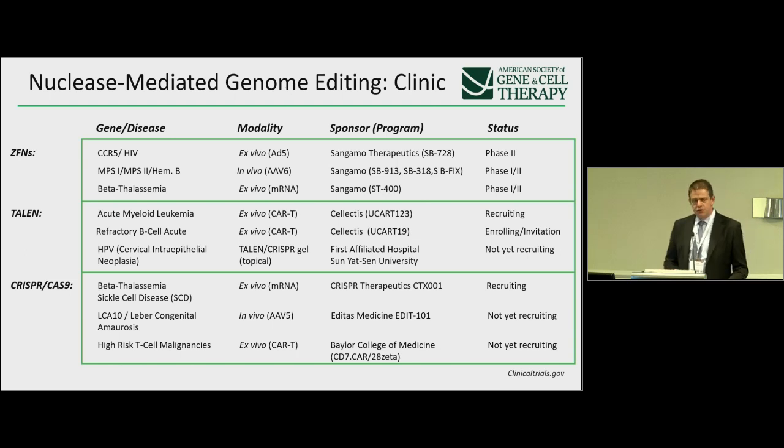Then we have the albumin approach, which was reported just this morning by Paul Harmatz on MPS I. And this is basically a transgene integration mediated by ZFNs at the albumin locus for therapeutics in MPS I, MPS II, and hemophilia B. And this is the first evidence for in vivo genome editing. Sangamo also developed a beta thalassemia program. This is an mRNA play for reactivation of fetal gamma globin. And this basically is in phase 1-2 right now.